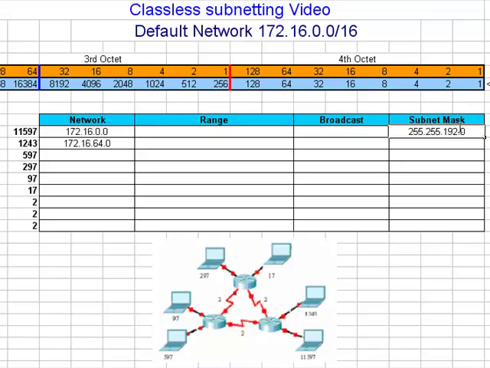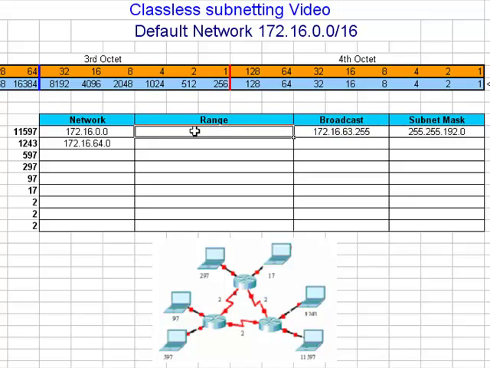Now we've done this, we can put in the broadcast address. The broadcast address is normally, by rule of thumb, the last IP address within this network and the one just before the next network. As we can see, the next network starts at 64.0. So what we would put in here is 172.16.63.255, because that is the last IP address on this given network.